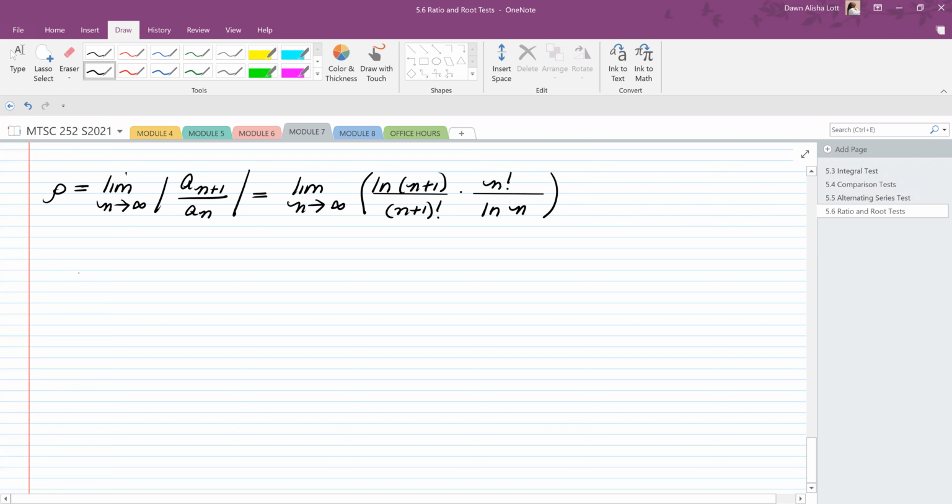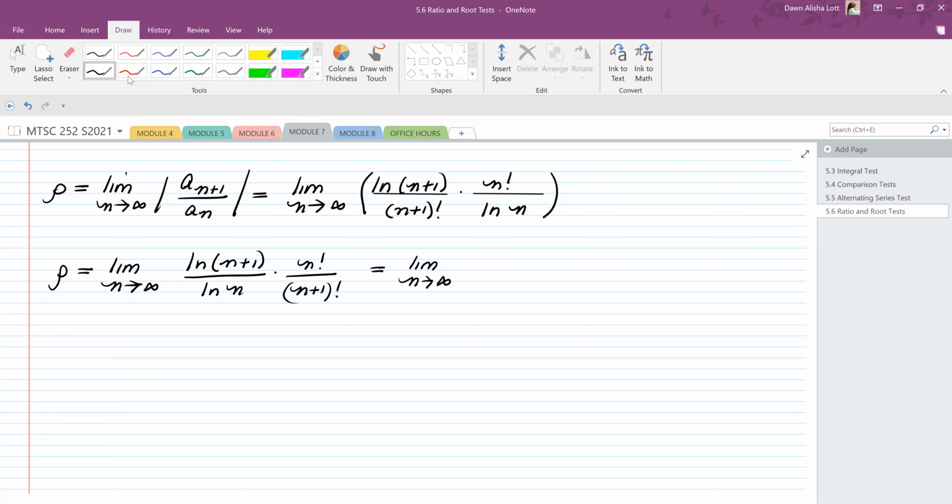So now this says rho is equal to the limit as n approaches infinity. So now how do I deal with this? Let's put the log of n plus 1 over the log of n, and let's put n factorial over n plus 1 factorial. So now I get the limit as n approaches infinity. Now, how do you evaluate this limit?